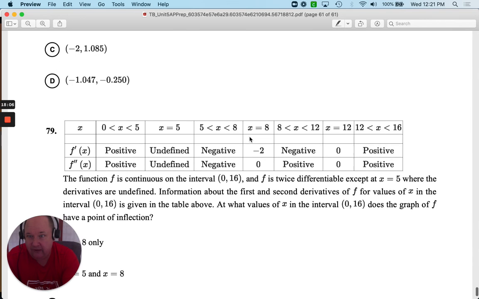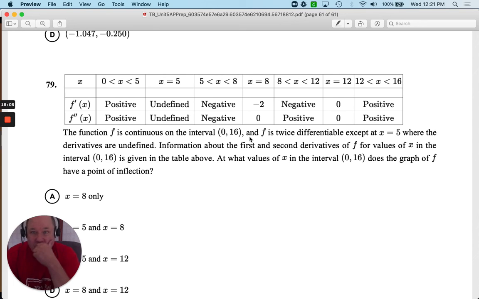All right, here's the last one, number 79. You're given a table of values, and you're given the derivative and second derivative. It says at what values of x does the graph have a point of inflection? We have a point of inflection when it changes signs. So if I look here to the left and to the right, the second derivative goes from positive to negative. So even though the derivative's undefined, it still creates a point of inflection. Here, same thing. When I look at 8, it goes from negative to positive.